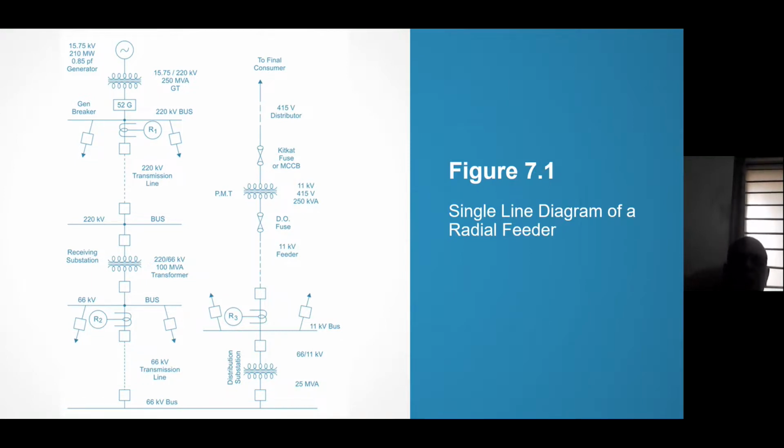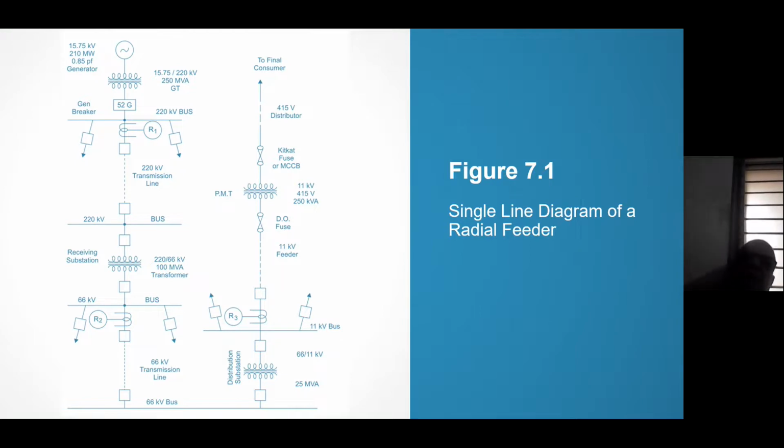So we have a PMT, pole mounted transformer or distribution transformer, right? The typical capacity is 25 MVA. At the receiving substation, I've taken a typical capacity of 100 MVA, right? So that 11 kV feeder is going to the distribution transformer.